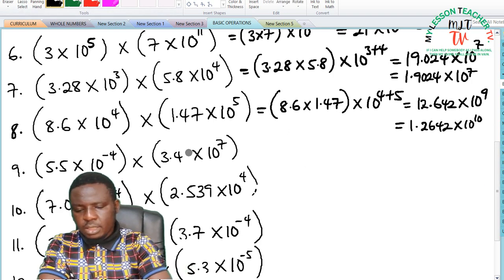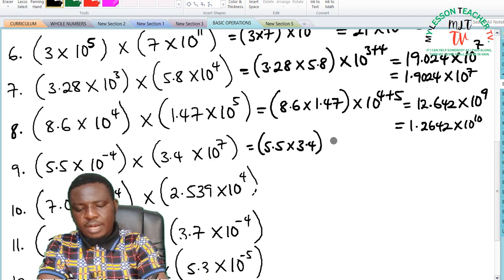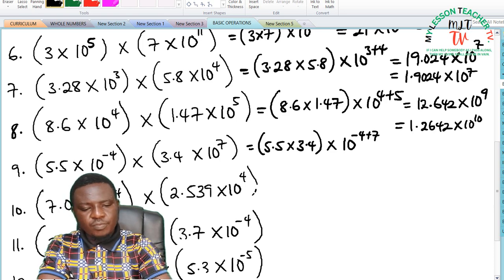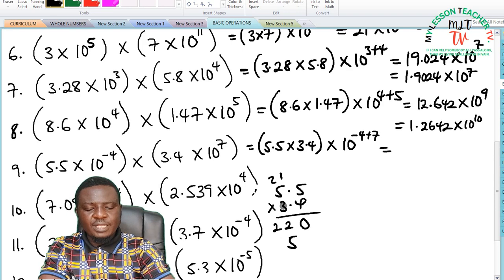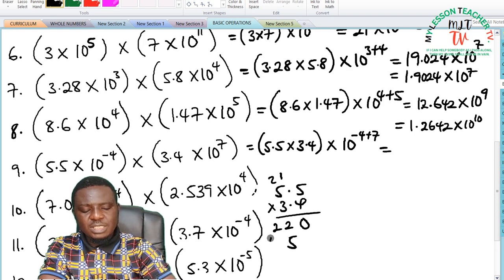Question 9, we are to multiply 5.5 times 3.4 times 10 raised to the power of minus 4 plus 7. This is equal to 5.5 times 3.4. 4 times 5 is 20, carry 2. This is same 20 plus 2 is 22. 3 times 5 is 15. 5 carry 1. 3 times 5 is 15 plus 1 is 16.